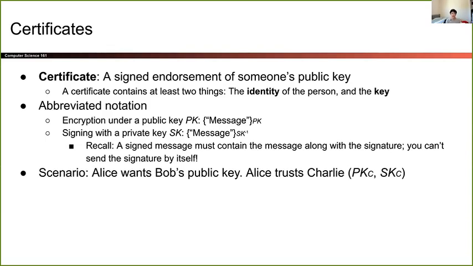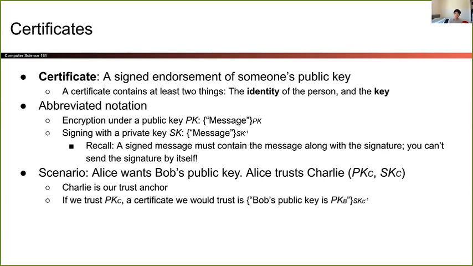All right, so let's say that Alice wants Bob's public key, but Alice doesn't trust Bob's public key, but Alice trusts Charlie. So we're going to say Charlie has a key pair PKC and SKC, and Alice only knows PKC. Charlie in this case is going to be our trust anchor. We just say we trust them, because they're a good person. They know how to manage their keys well.